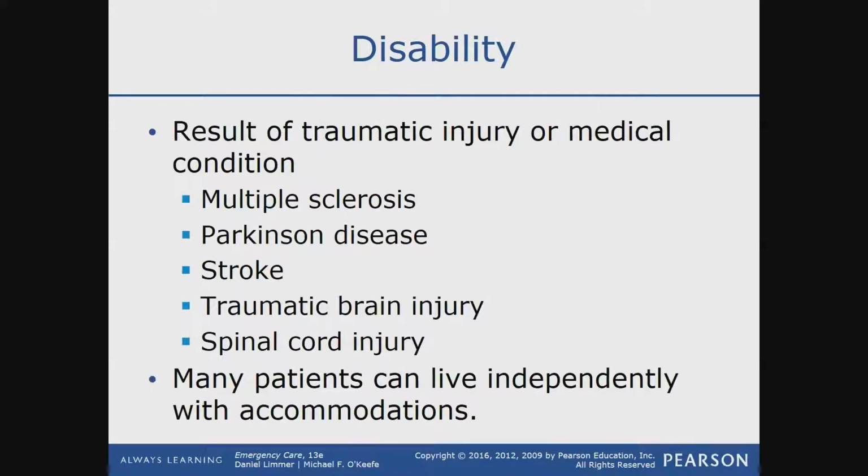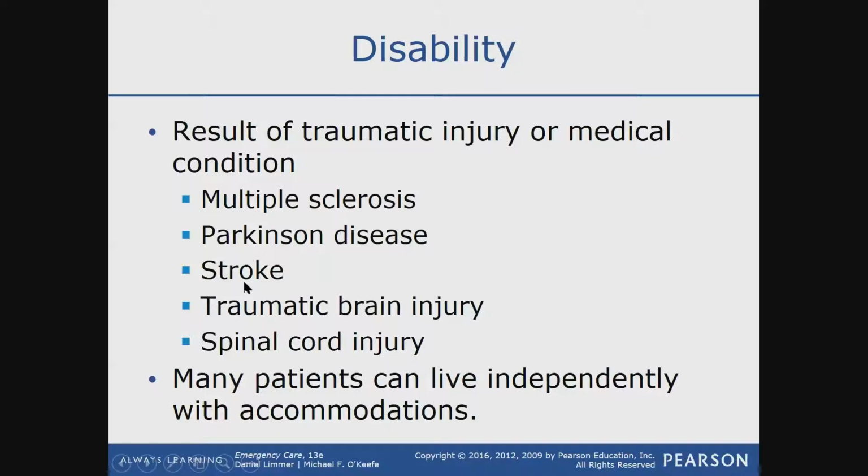Let's see. Other disabilities result of traumatic injury or medical condition. So multiple sclerosis, Parkinson's disease, a stroke. So I actually got videos for these two top ones because we haven't really talked about them. But a stroke, TBI, and spinal cord injury we've discussed. So I'm just gonna review these real quick.